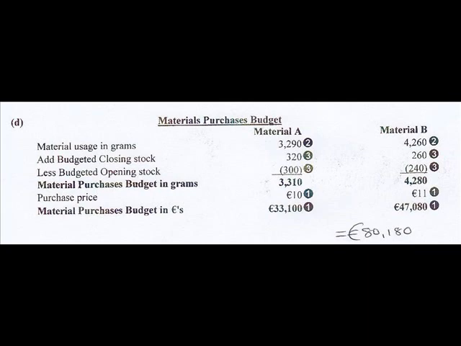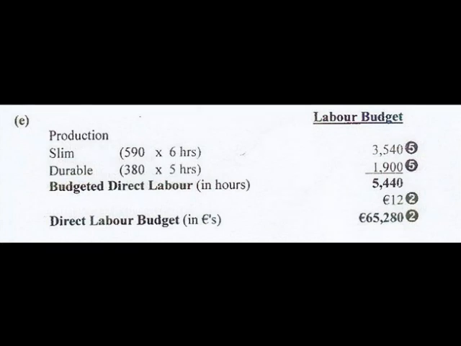The budgeted price of each gram being €10. So our material purchases budget in euros for material A will be €33,100 and 47,080 for material B. Check out B for yourself, bringing us a total material purchases budget of 80,180.